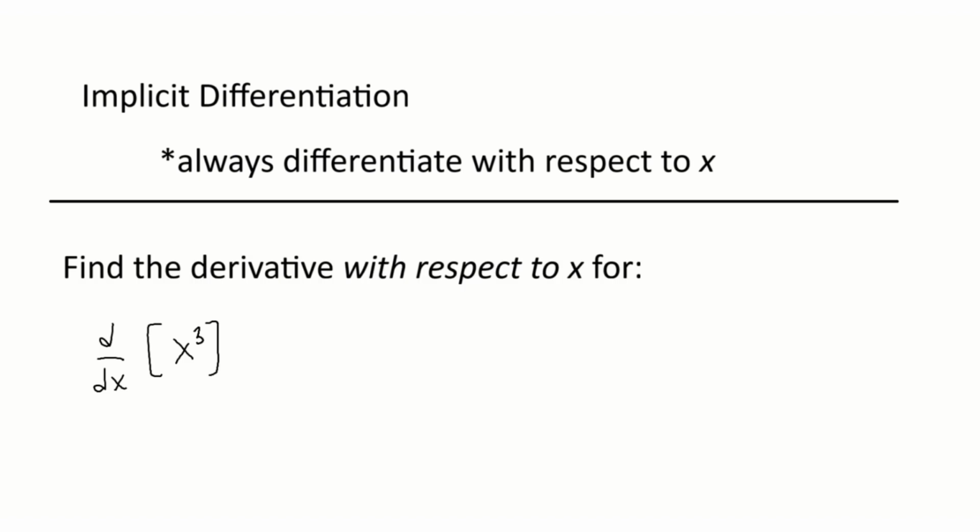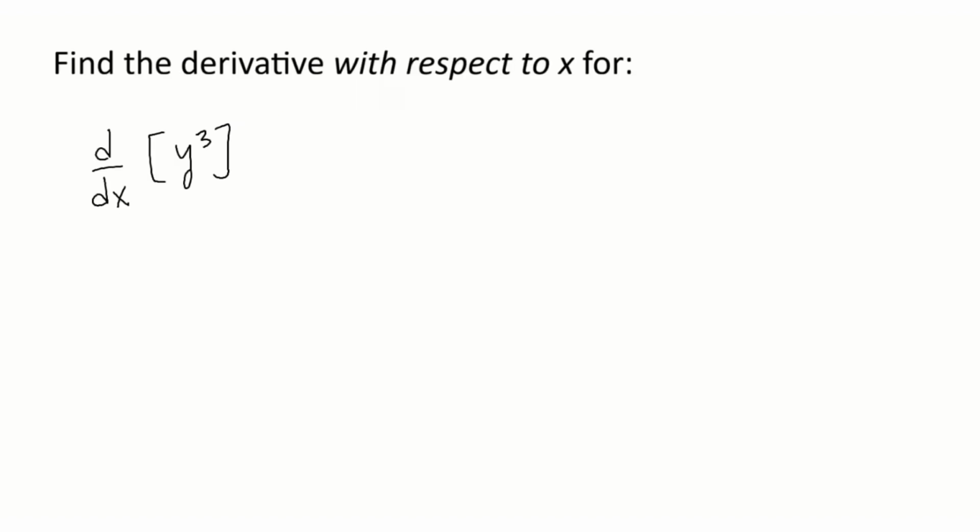Find the derivative with respect to x for this expression. Here the variables agree. We're differentiating an x term with respect to x. This is just a simple power rule. Bring the power down, subtract 1 from the exponent, and the answer is simply 3x squared. Nothing to that one.